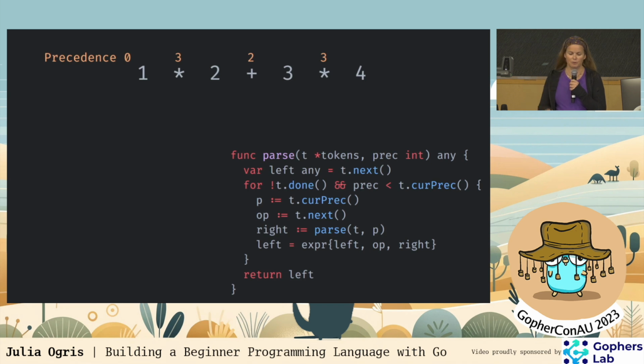And the algorithm from the previous slide just copied over. Let's go through that. We start with the seed precedence of 0, and we pop off the first operand, the number 1, into the left variable. We're not yet at the end of the token stream, and our current precedence of the times operator is greater than the seed precedence. So we step into the loop, we get the operator out, and we recurse one level lower, again this time passing in the precedence of the multiplication operator 3.